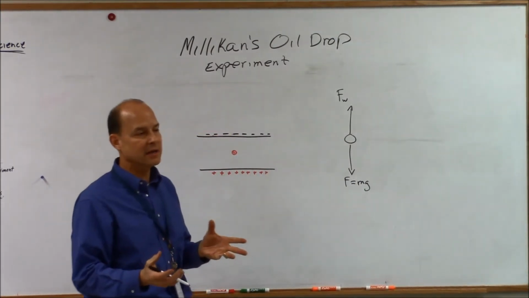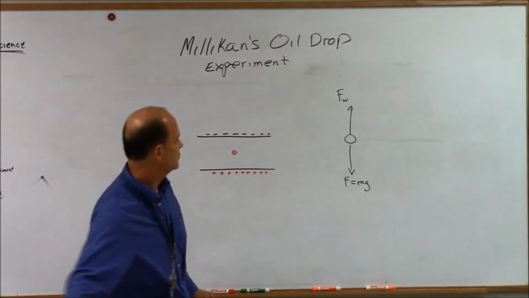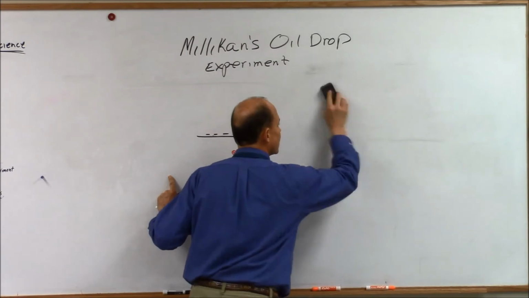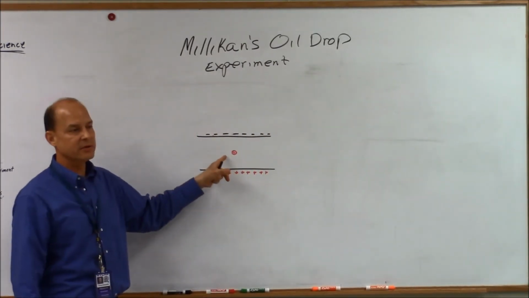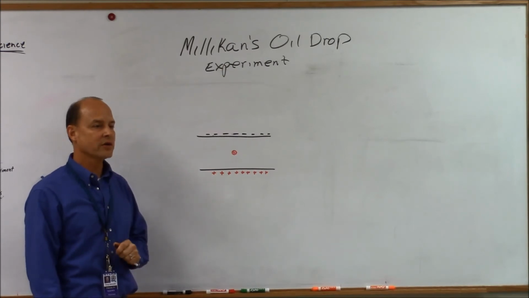This is how Millikan determined the mass of an electron. He got a charged object in between two plates, and he adjusted the voltage until the oil drop floated.